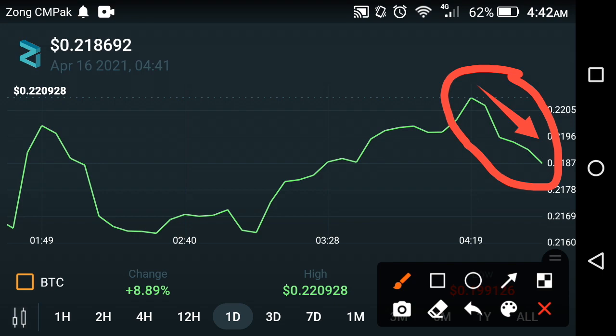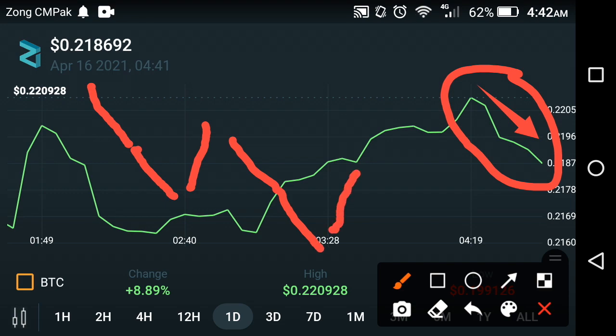Now it's time to find the Zilliqa coin. Look at the screen. This type of change is a Zilliqa coin. As you can see, at this time it is falling fast, and after some fall it again takes a jump like that, and after a jump it again falls fast. After that it again takes a jump, but the average level of Zilliqa is in the fall. The change is negative, friends.